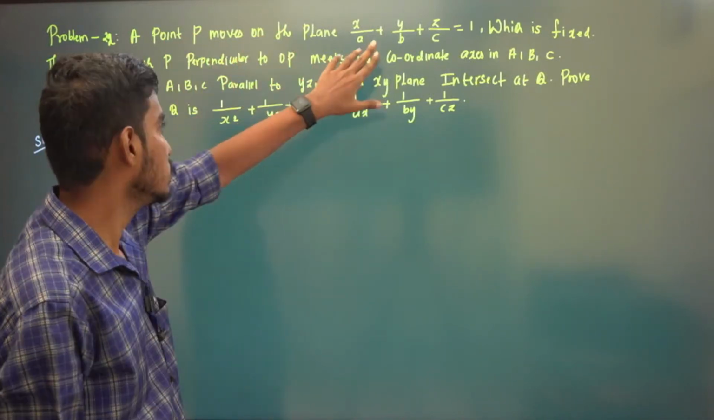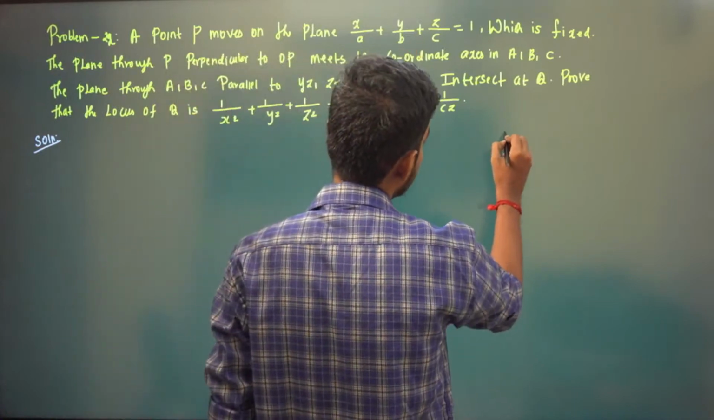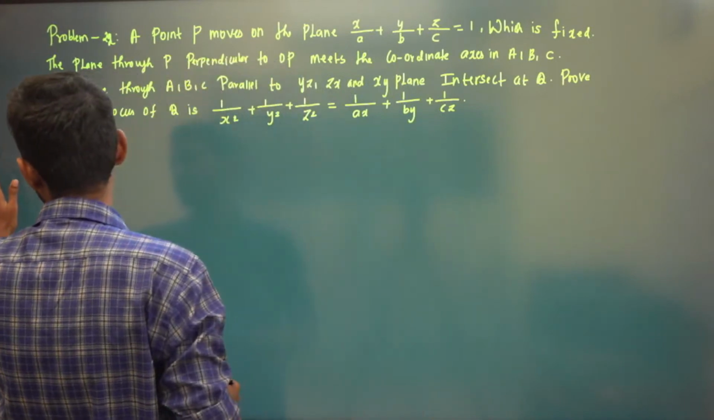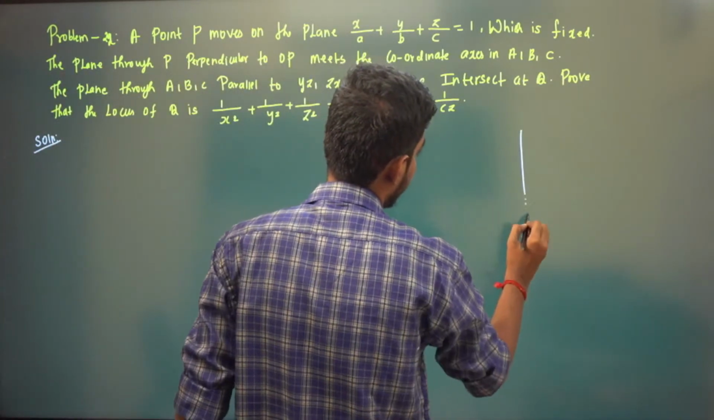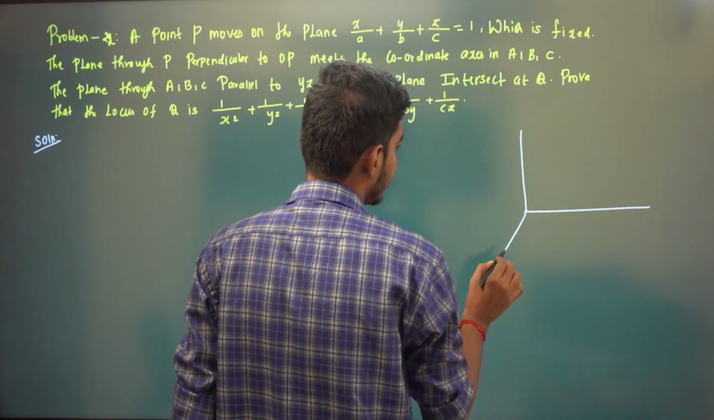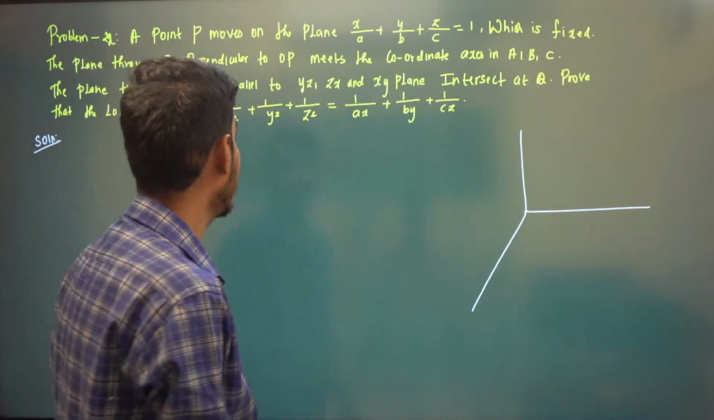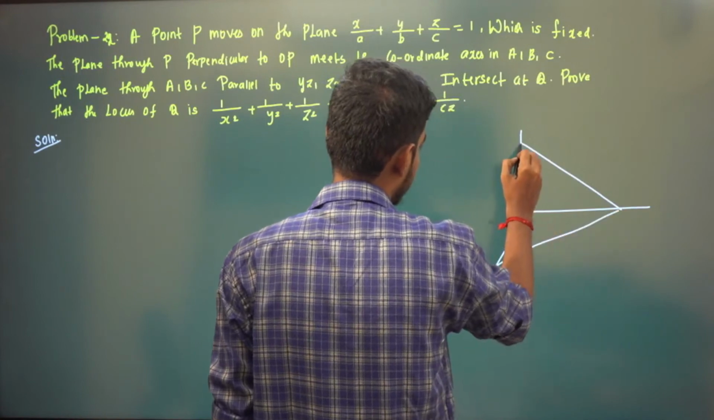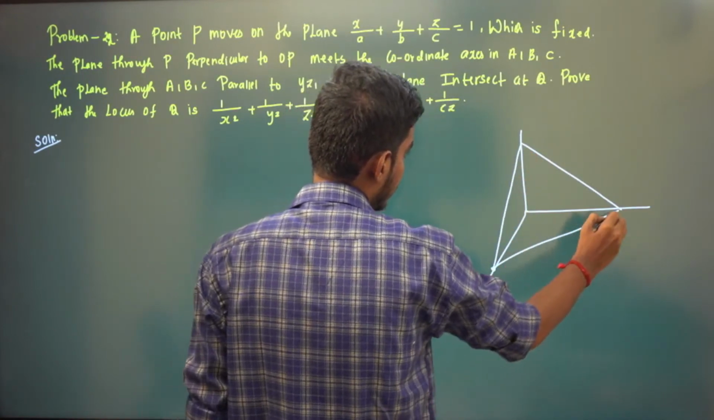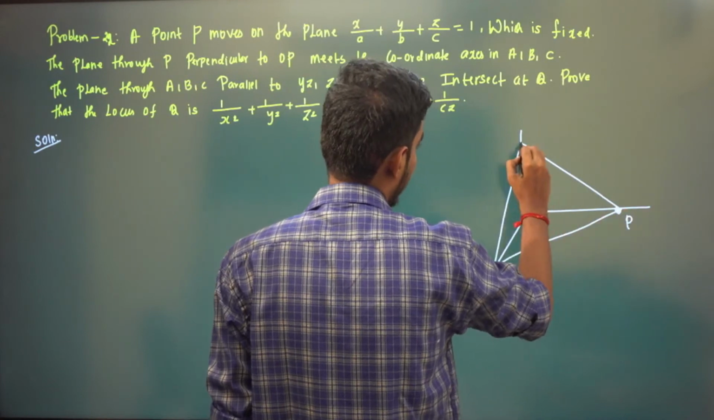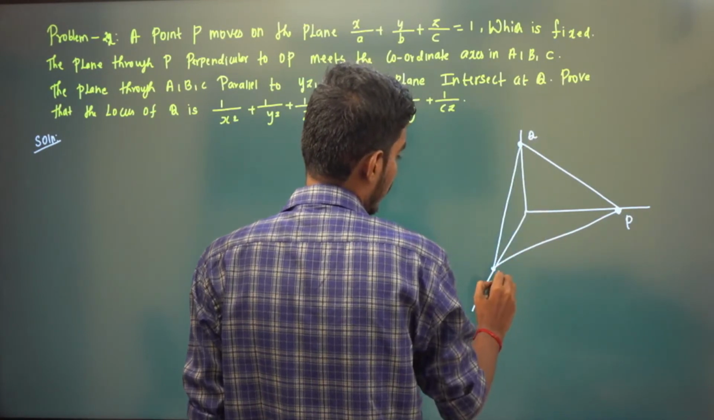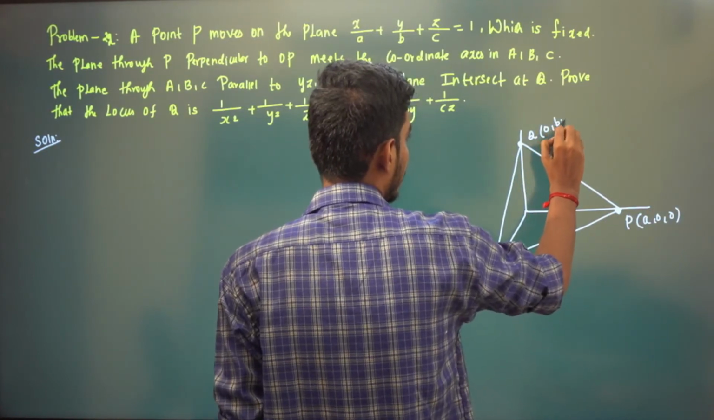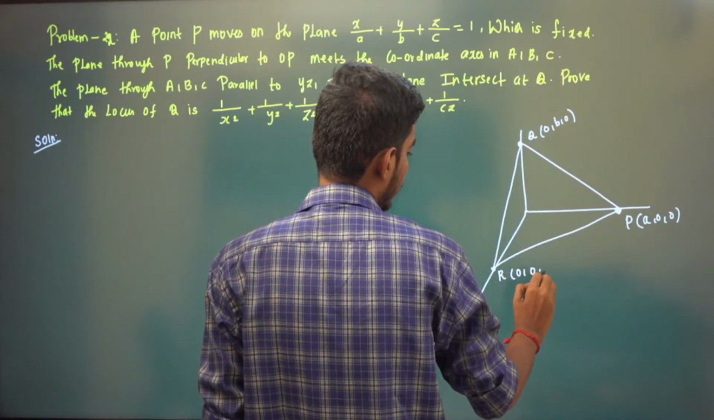We have a point P that moves in this plane. Let us draw this plane x by a. I'm just going to draw a very rough diagram. We have the plane x by a plus y by b plus z by c is equal to 1. Let us call these points P, Q, R. This point is a comma 0 comma 0, this point is 0 comma b comma 0, and this point is 0 comma 0 comma c.